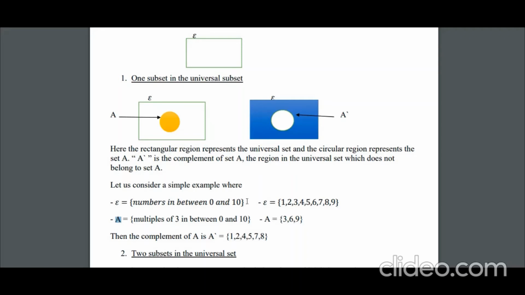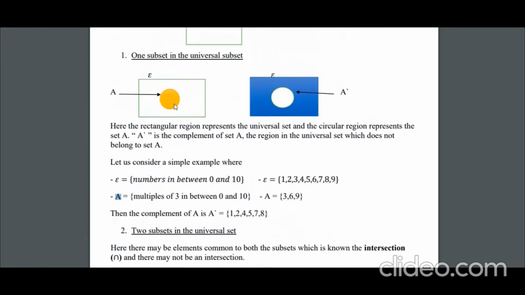Now as I said, the universal set does not mean all the numbers, but it is just a portion of which A is a subset. See, 3, 6 and 9 are a subset of the universal set. The complement set of A, A complement or A dash, is the region in the universal set which does not belong to A, which are 1, 2, 4, 5, 7 and 8.